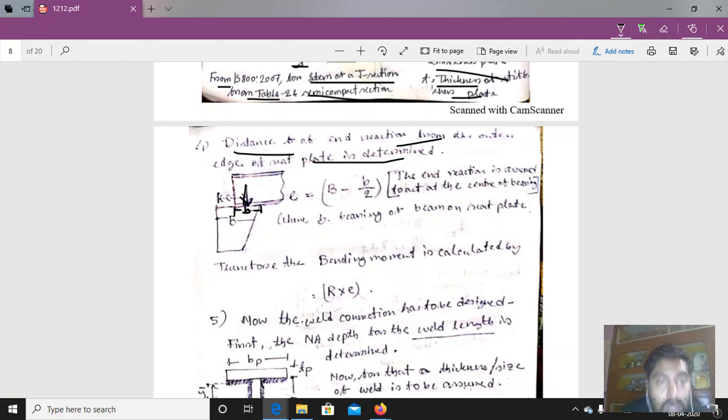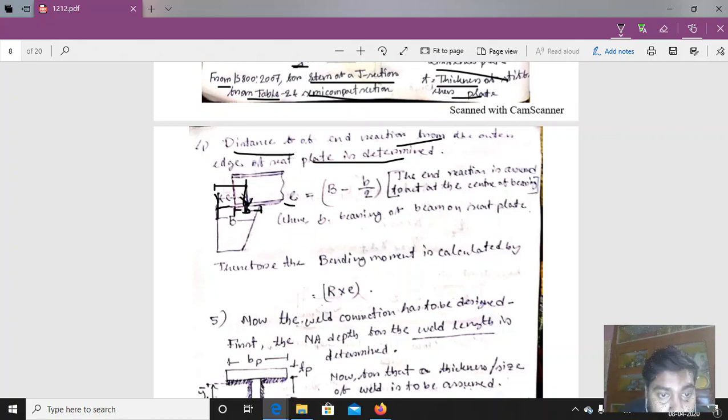Reaction force acting as a center point of the bearing. Now the distance of the end reaction from the outer edge of the seating plate. So this is the seating plate and this is the outer edge of the seating plate. So from here to here, the distance we have to determine. That distance is equal to E. So what will be the distance?